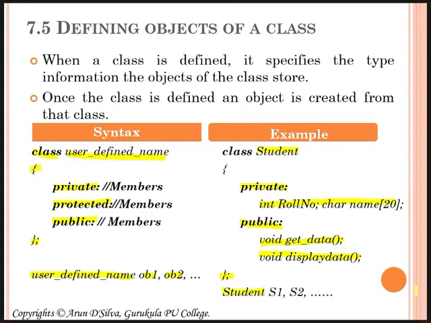Now here student is a user defined name. By using this I've created S1, S2 objects. I can go on with more than that, or I can terminate it here itself by putting a semicolon. This is the way we are defining objects of a class.